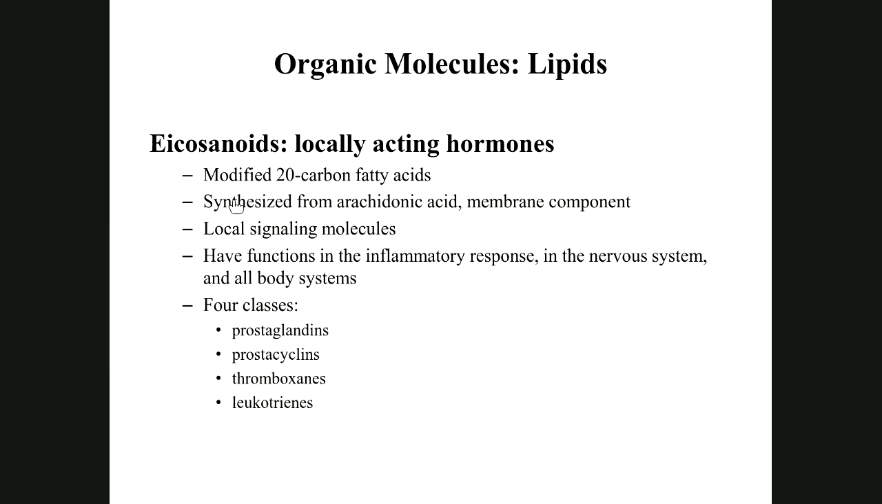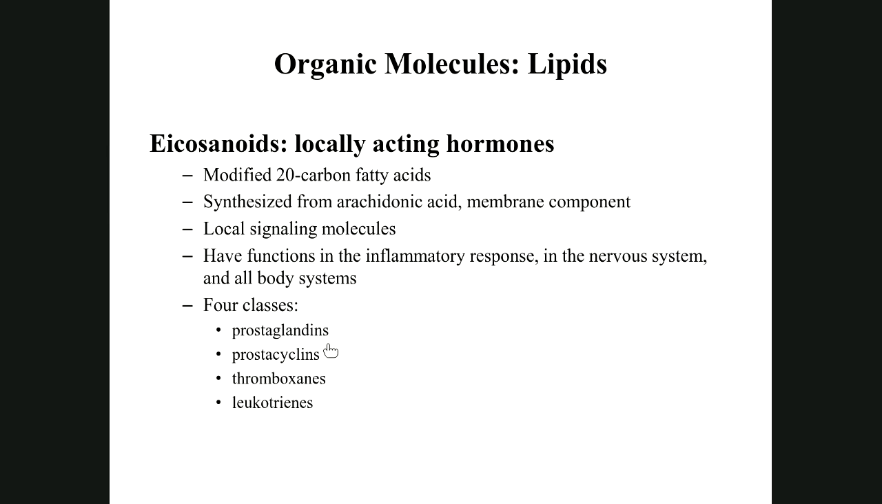Icosanoids, these guys are local acting hormones, and so many of these aren't even hormones. Many of these don't use the bloodstream, so they're really more local messengers, but they can act like hormones and they can cause changes in the tissues around them. So anytime we use the word local, that means that it's made and it's used in the same place. It reacts in the same place. So here it's made and used basically in the same tissue.